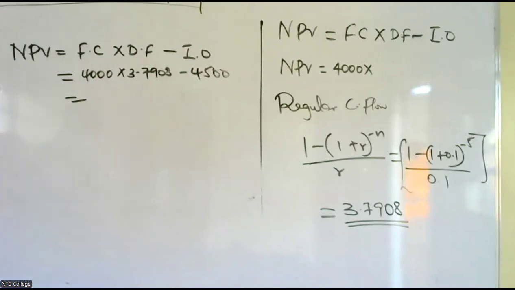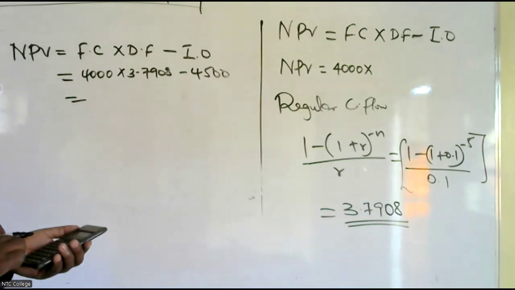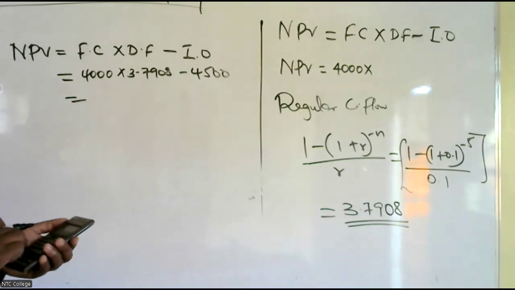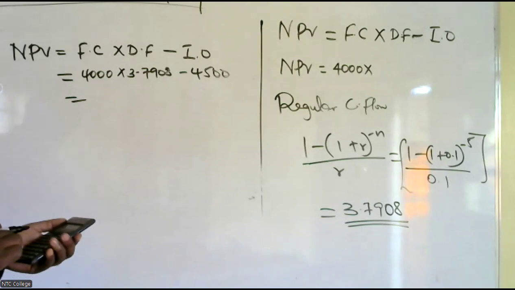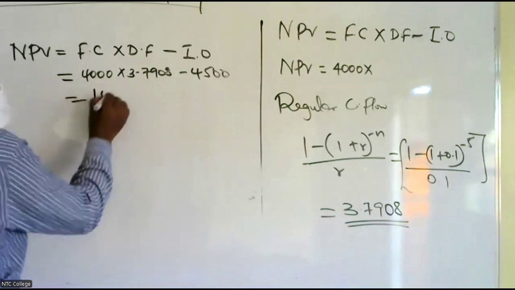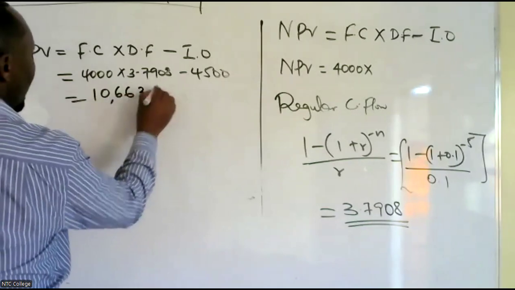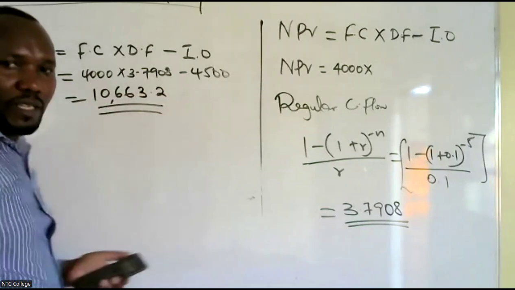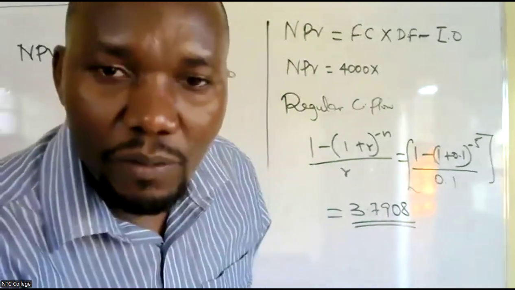Tell me what it is. We're getting 10,6,6,3.2. So that is the NPV when there is no change. That is the initial NPV when there is no change.